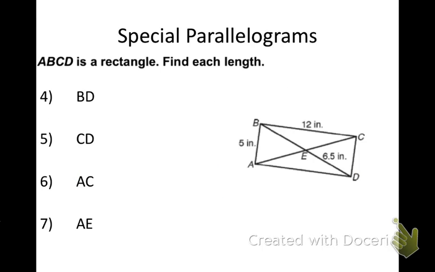All right, number four. Number four. It says ABCD is a rectangle. Okay, ABCD is a rectangle. I want to find each of the lengths. Now, I can find them in order, as in BD and then CD, then AC, then AE, or I can just find what I know to be true.